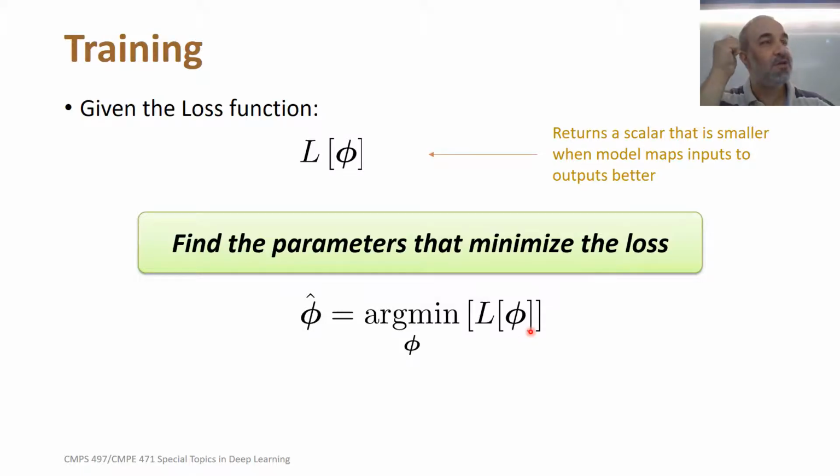Why do we need to minimize the loss function? Because the loss function represents an error, right? And we want to minimize the error between what we predict from the model and the actual output in the training data. Any questions so far?